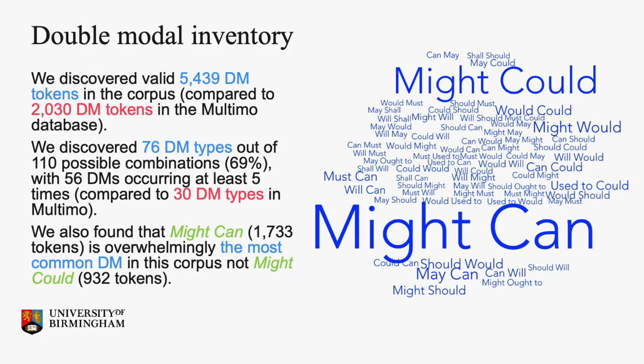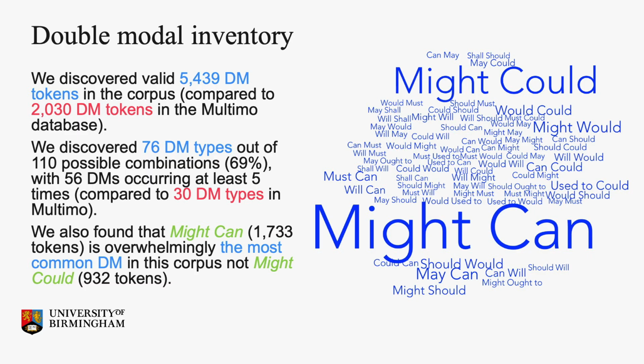Okay, so the first thing we find, from that 10,000, there are 5,000 or so, 5,500 double modal tokens in the corpus. There's a thing that is collected at the University of South Carolina. It's called the Multimodal database. This is the database of all previously observed double modal tokens, mostly gathered through intuitions or judgments, and they had 2,000 of them. So in this one corpus, we more than double the total inventory of double modals that have ever been observed in linguistics.